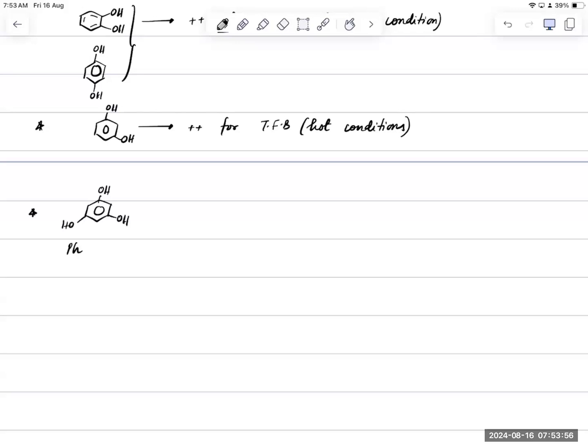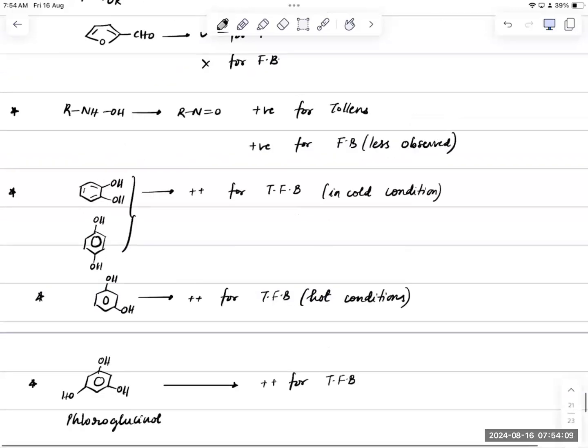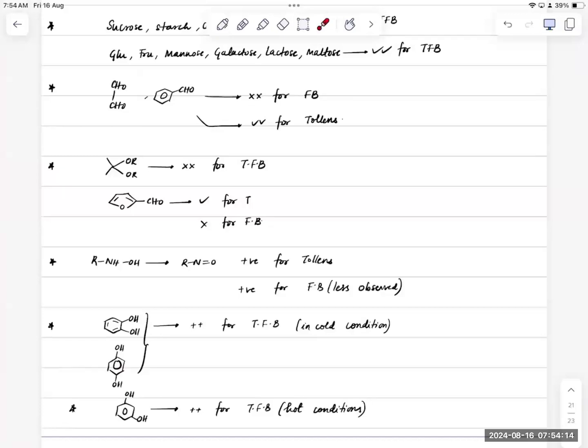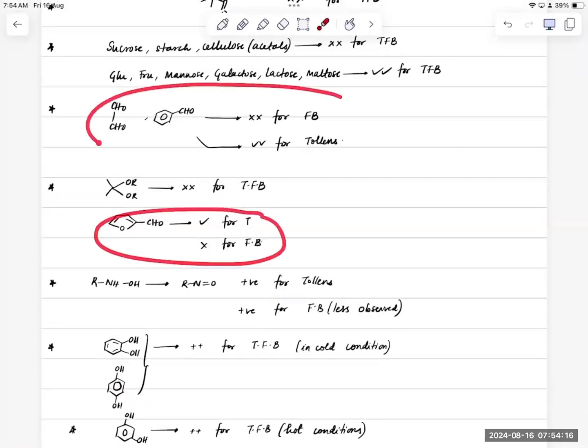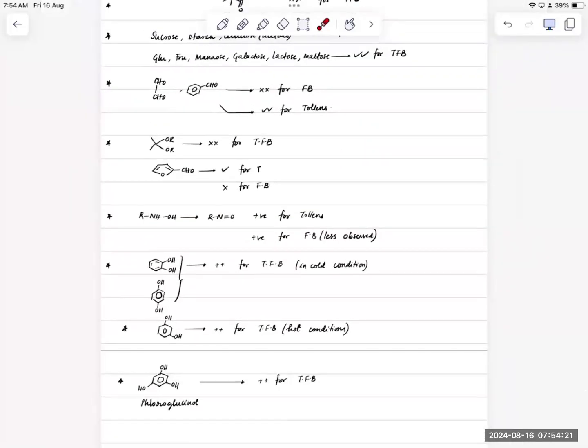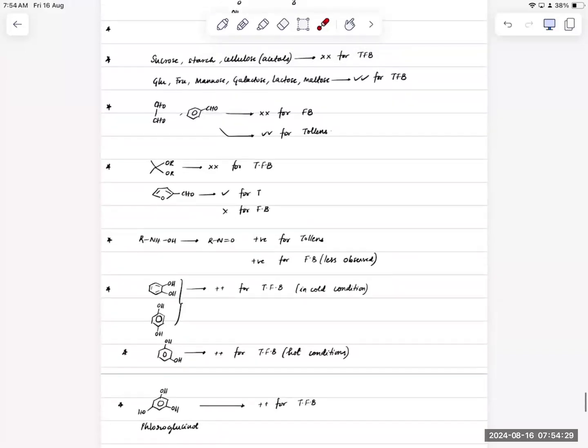So this is called chloroglucinol. Chloroglucinol will give you a positive test for TFB. So the only differentiating factor for TFB is this furfural and this. So that's it. If you know that, I think in the rest of the cases you will be able to figure out. Please check if there is any doubt, we can discuss.